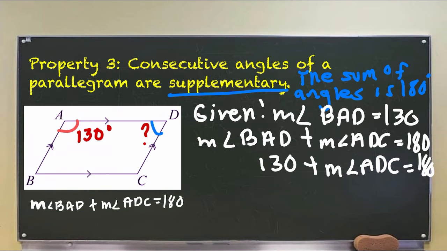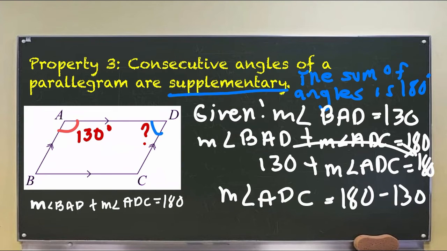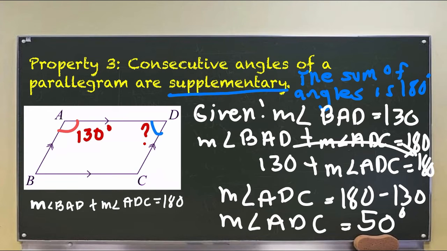Alright. So, we transpose 130 to the other side. We get M angle ADC equals 180 minus 130. So, we have M angle ADC equals 50. Yan na ang measure ng angle ADC. So, this is now 50. If you want to check, 130 plus 50 is 180. So that is property 3. Consecutive angles of a parallelogram are supplementary.